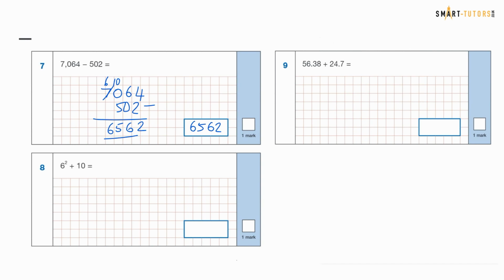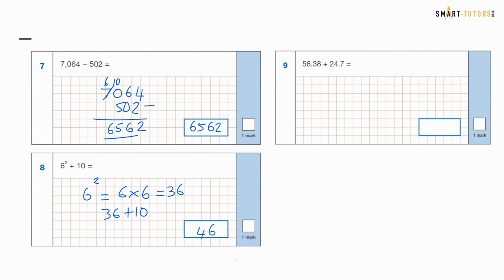Question number 8 is 6 squared plus 10. So this is a squared number plus a 2-digit number. We know 6 squared is 6 times 6, which equals 36. And you do 36 plus 10, which equals 46. Very well done. There's nothing to add. So the way Achaya did it is to find the square number first. She got the answer, then added the 10, which is 46. Perfect. Question number 9.